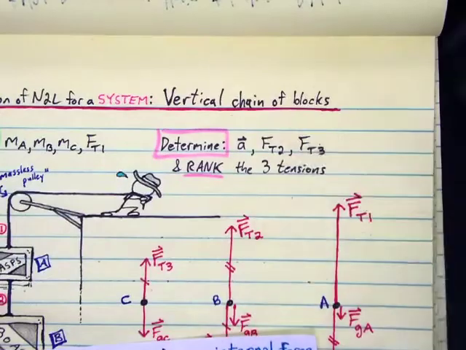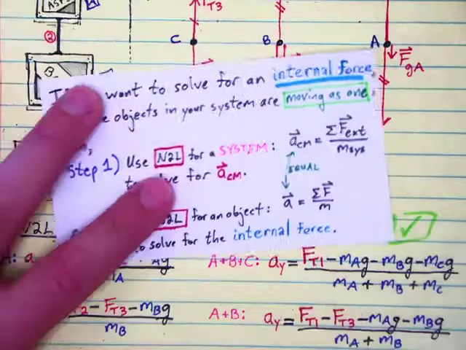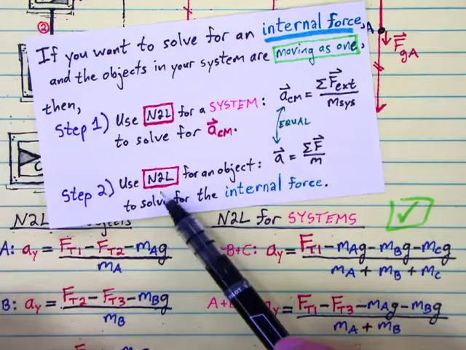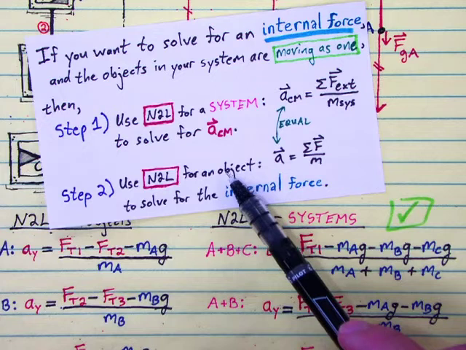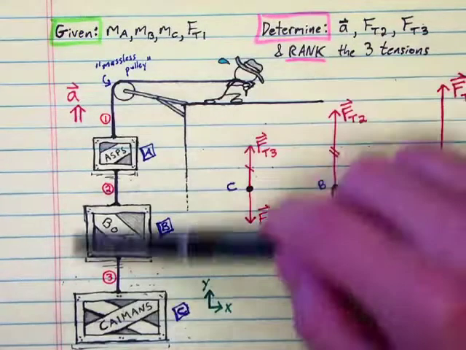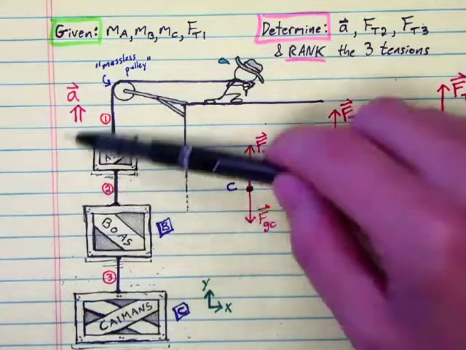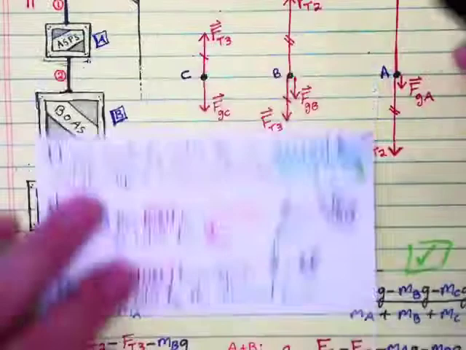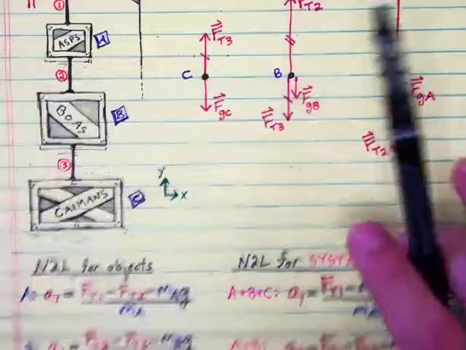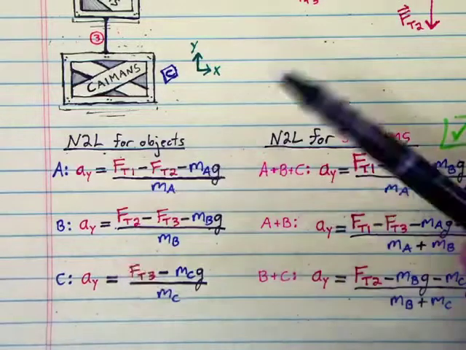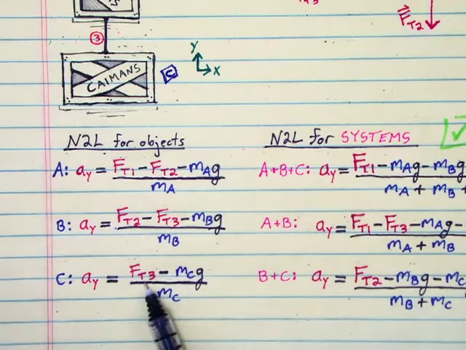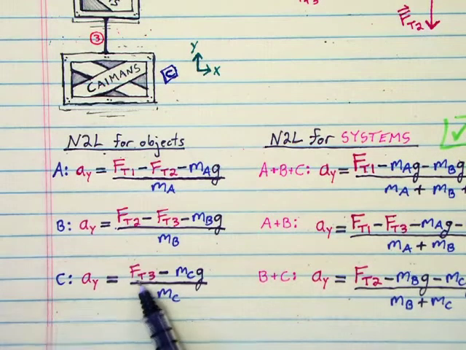Now let's try and find tensions 2 and 3. Our procedure recommends that next we look at N2L for just a single object to find what would be an internal force. Tension 2 is internal to the A plus B plus C system, and tension 3 is internal to the A plus B plus C system. So let's find N2L for just an object to solve for those internal forces. Looking over here, this one, the most simple of our N2Ls, we see tension 3 is right there. It looks relatively easy to get tension 3 by itself.